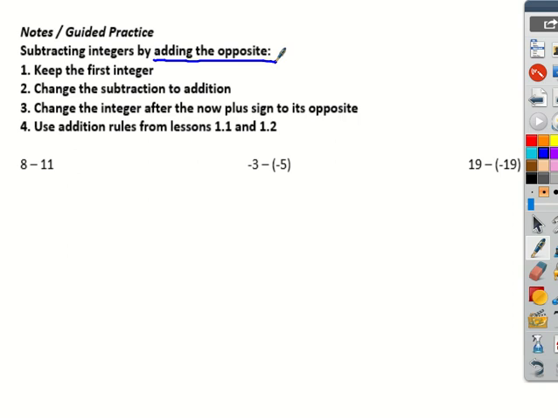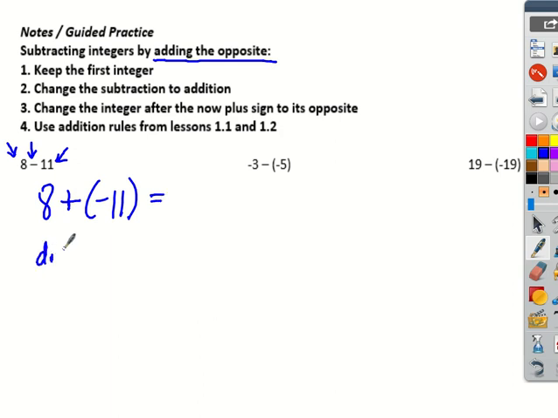Step 1 is you're going to keep the first integer. So if we're looking at example 1, which is 8 minus 11, I'm going to keep my first integer the same. So that positive 8 stays a positive 8. Step 2 says that you're going to change the subtraction to addition. Then it says change the integer after the now plus sign to its opposite. Well, remember when we were looking at chips, we said 8 positives, you're going to take away 11 positives. So the opposite of 11 is a -11. Okay, so again, we are adding the opposite. Now I need you guys to understand that 8 minus 11 is the exact same thing as 8 plus a -11.